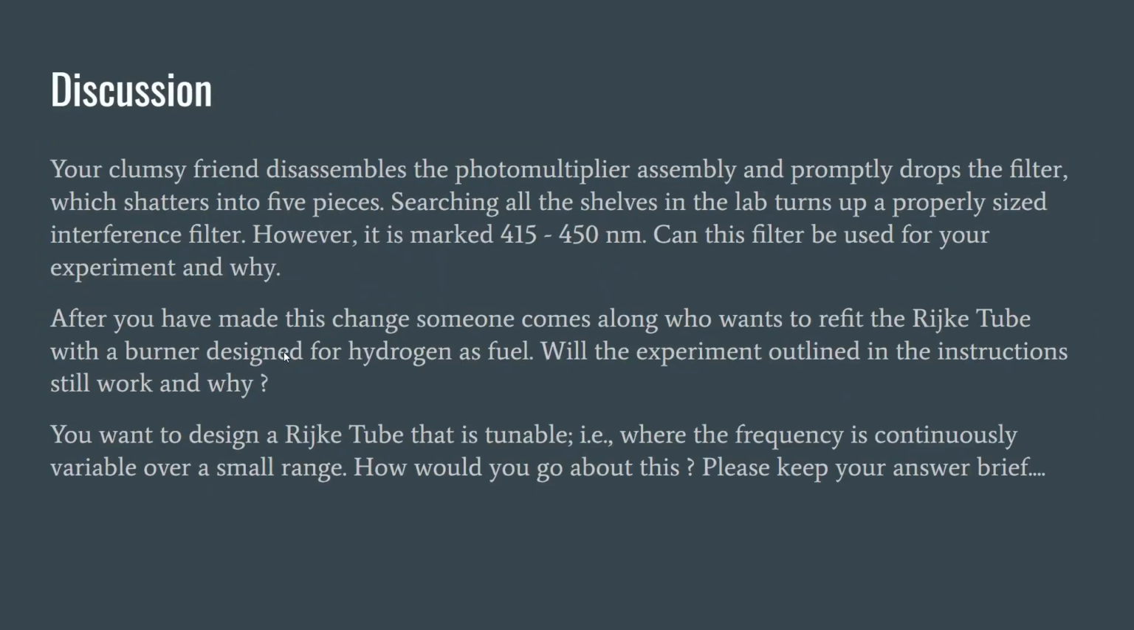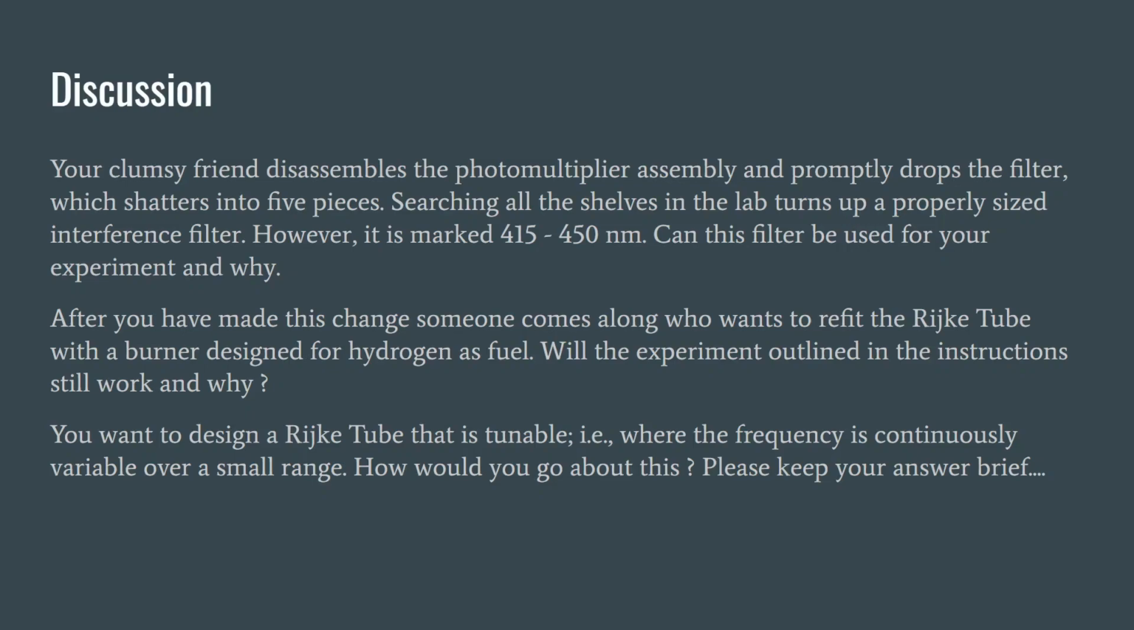Next, on to discussion. There are 3 discussion questions. The first one is: what would happen if you have a clumsy friend who breaks the filter, and then you try to use another filter of 415 to 450 nanometers for the photomultiplier? This would not work, as the interference filter is a bandpass filter, only allowing wavelengths of 415 to 450 nanometers to pass through. This wouldn't make any sense, as the chemiluminescence of OH molecules, which is what we're actually measuring with the photomultiplier in this lab, only ranges between 306 and 311 nanometers, which wouldn't be picked up at all by the 415 to 450 nanometer interference filter.